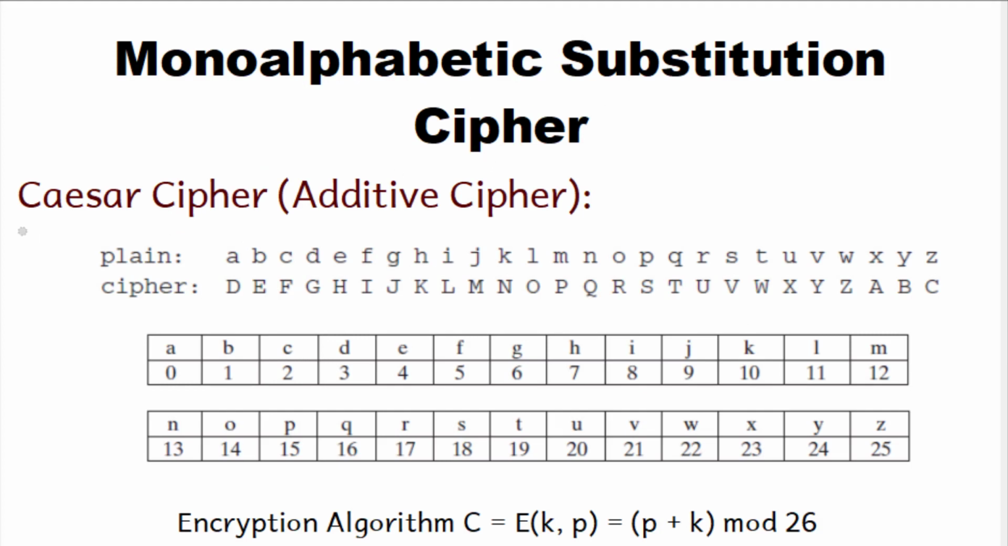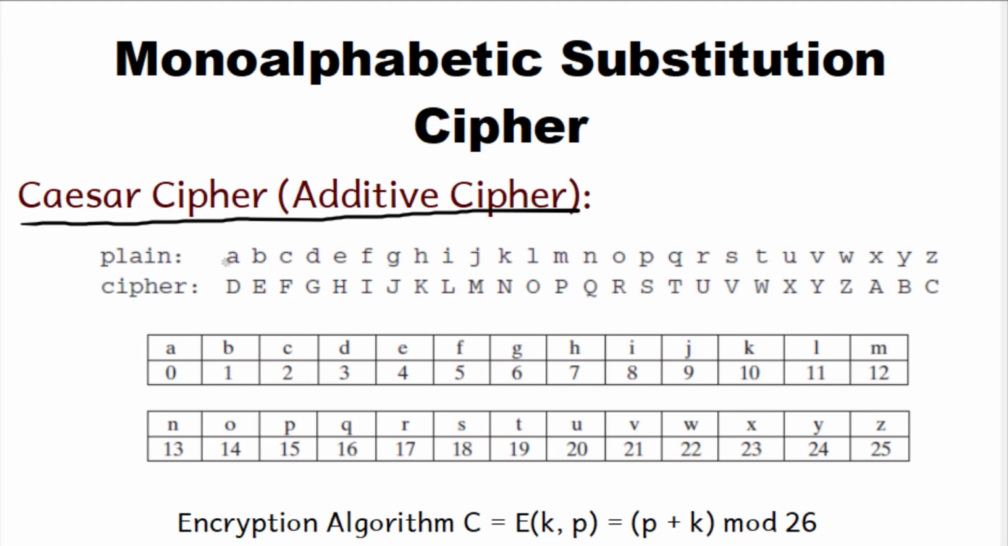The first type is the Caesar cipher. It is also called the additive cipher. Why is it called the Caesar cipher? Because Julius Caesar used to use this particular technique to convey messages to his armies. It is a very simple technique. What do we do in this particular technique?